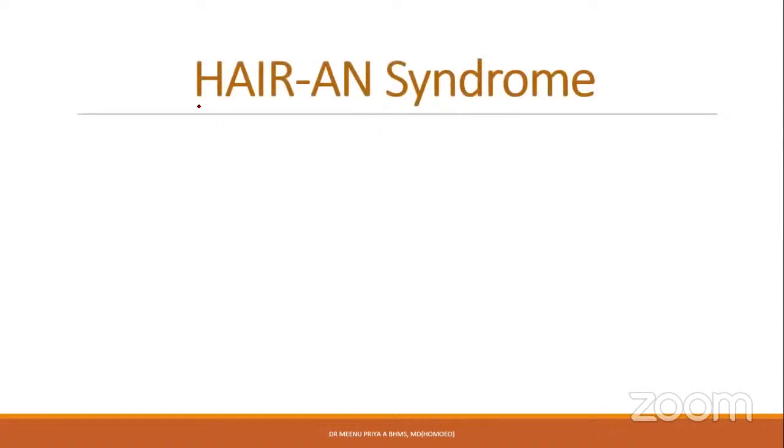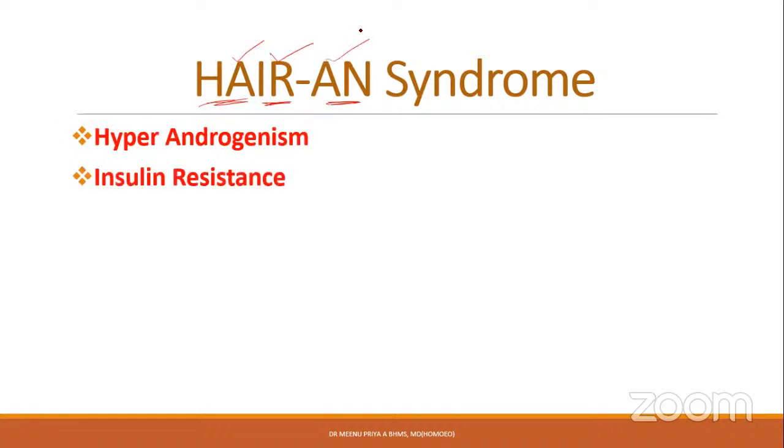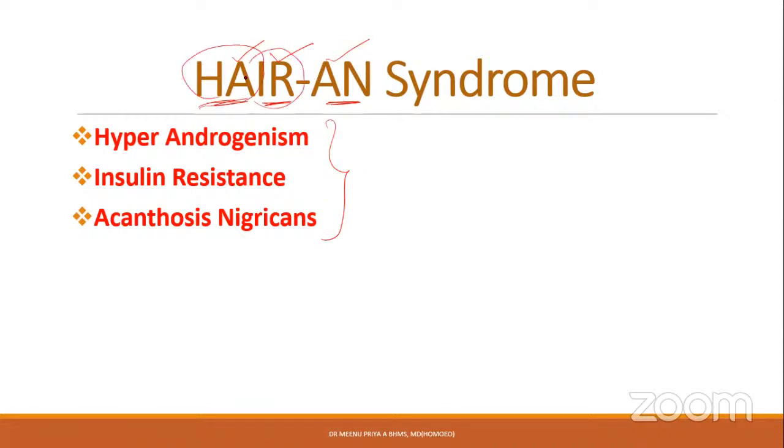HAIRAN syndrome. So H is hyperandrogenism, IR is insulin resistance, AN is acanthosis nigricans. HAIRAN syndrome is these. Just remember the name, don't try to read more about it. You can read about it, that is no issue. I'm telling how to remember this. This is how you will remember with PCOS. Don't forget PCOS. So along with PCOS, if this is seen, it is HAIRAN syndrome.